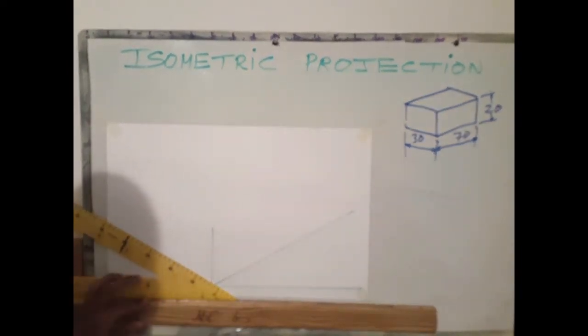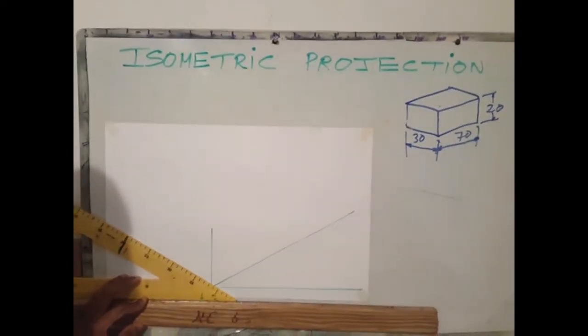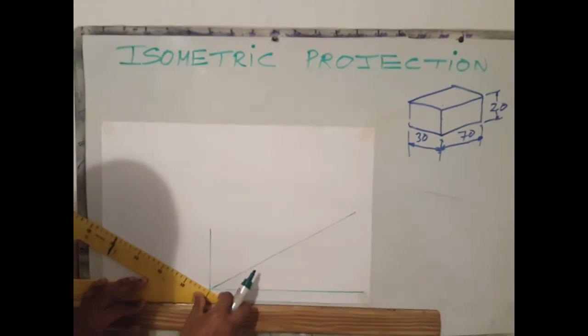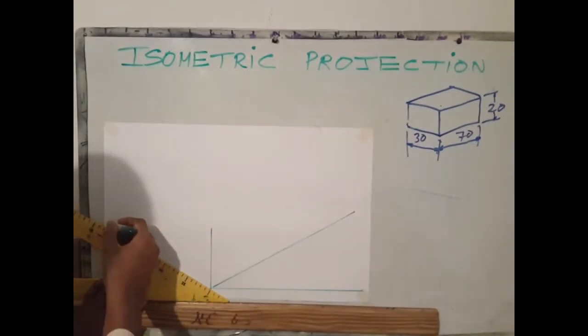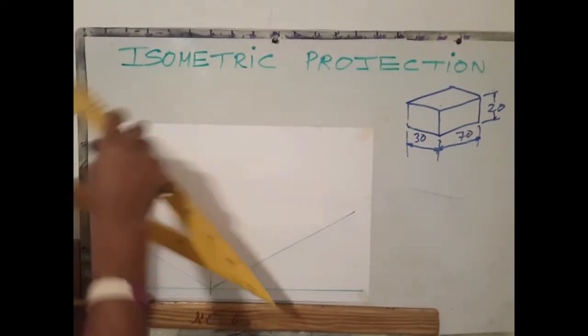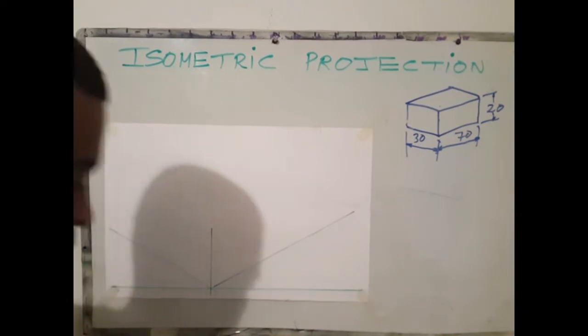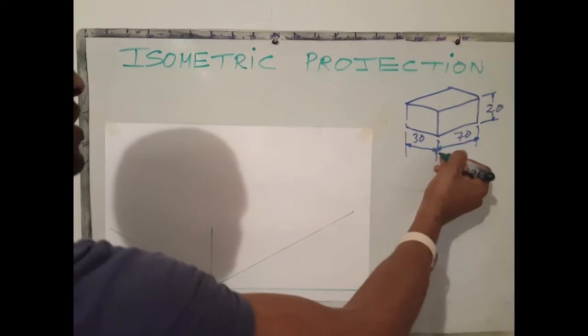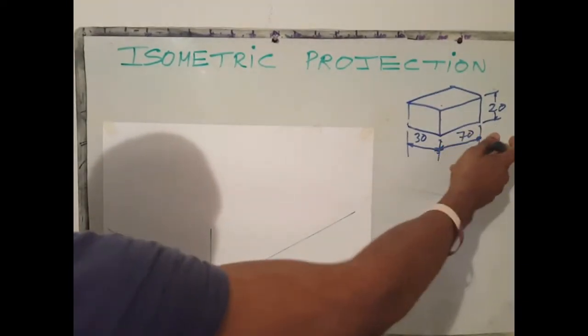Care should be taken to ensure that the T-square is properly aligned with the edge of your drawing board. Next step is to mark off your dimensions, the overall dimensions. On the right plane, we have 70 millimeters.